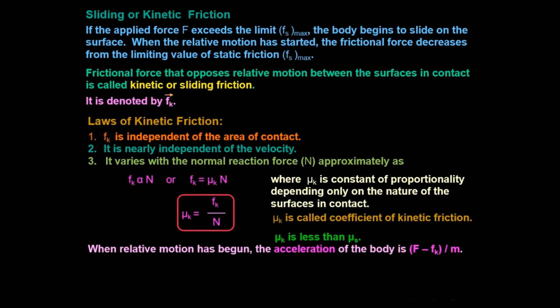The object is getting into motion, right? So there is a net force acting on it. That can be found by taking the net difference between the applied force and the kinetic friction, over the mass. For a body moving with constant velocity, the applied force will be equal to the kinetic friction.